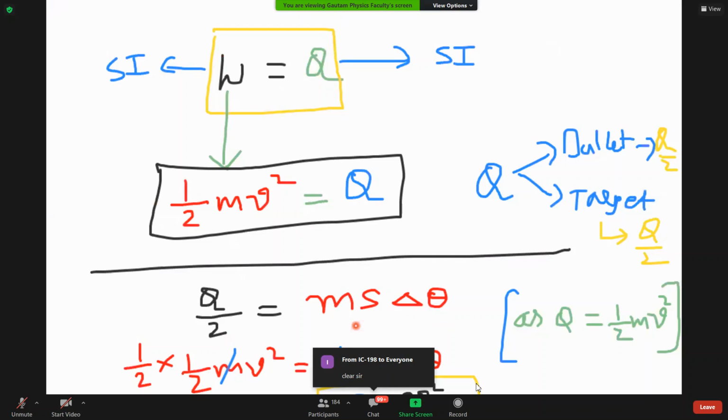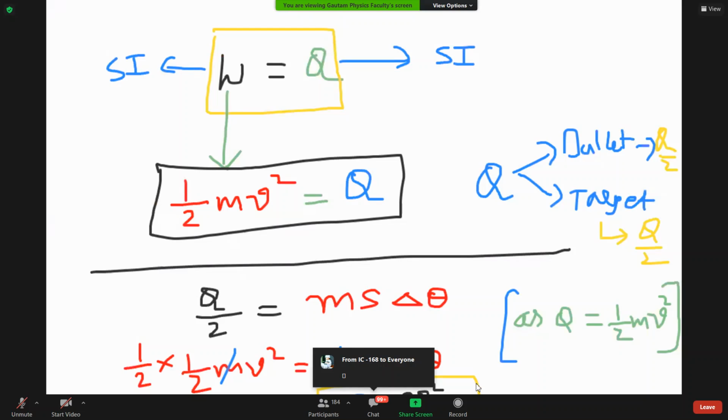What is the formula we already discussed in calorimetry for a rise in temperature? Ms delta theta. So here m gets cancelled. In the place of Q I substituted half mv square. Half of half mv square equals ms delta theta. So delta theta is v square by 4s.